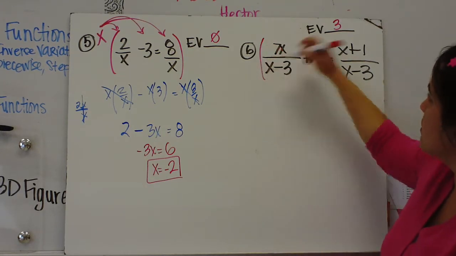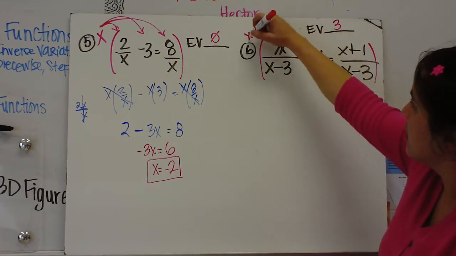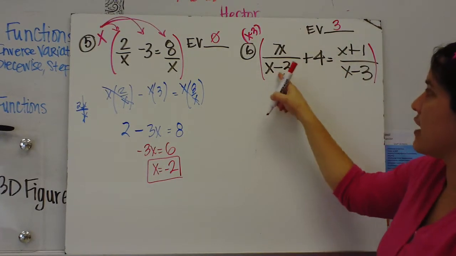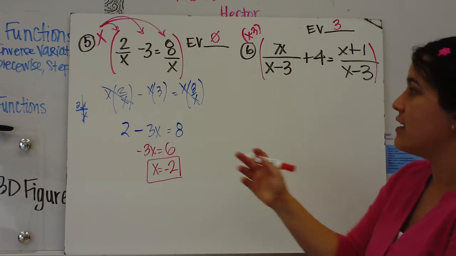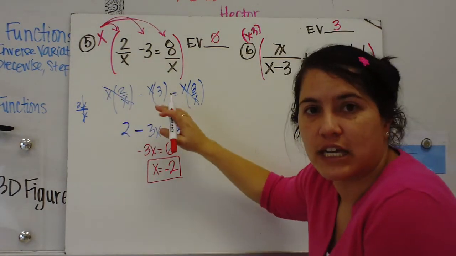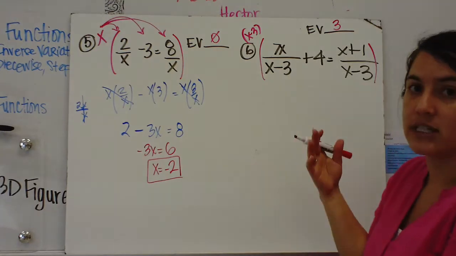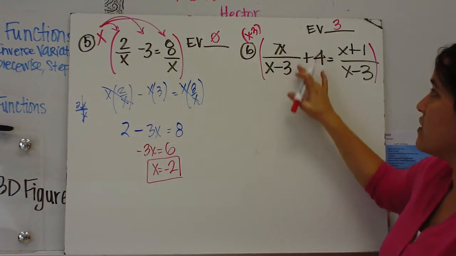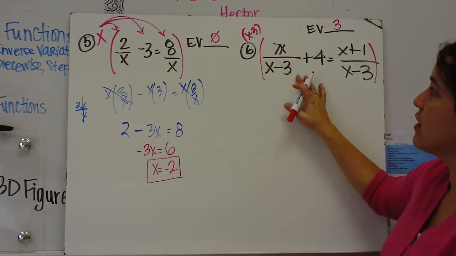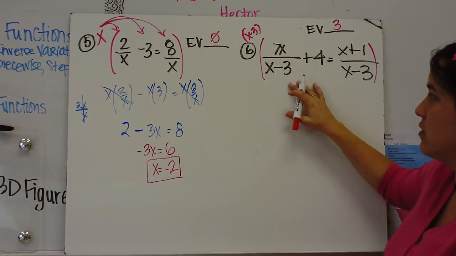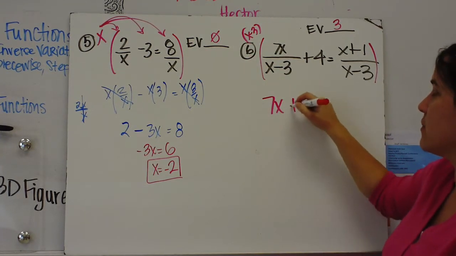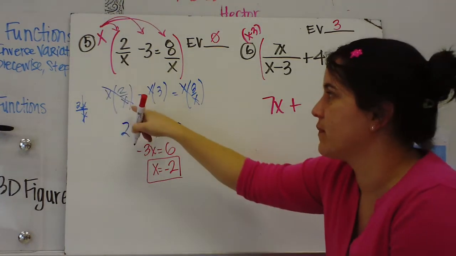I'm going to multiply everything by the denominator, x minus 3. Again, we have the same denominator. Now, I'm not going to show you all the steps like here. I'm just going to go ahead and do the simplifying, but I'll explain it. When you multiply this first term, 7x over x minus 3, the x minus 3 and x minus 3 are going to cancel, so I'm left with 7x, just like over here.